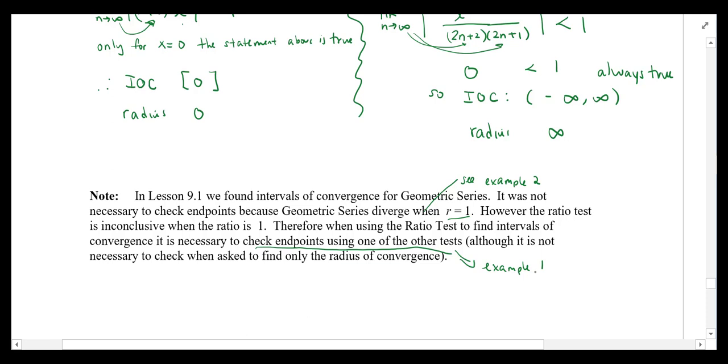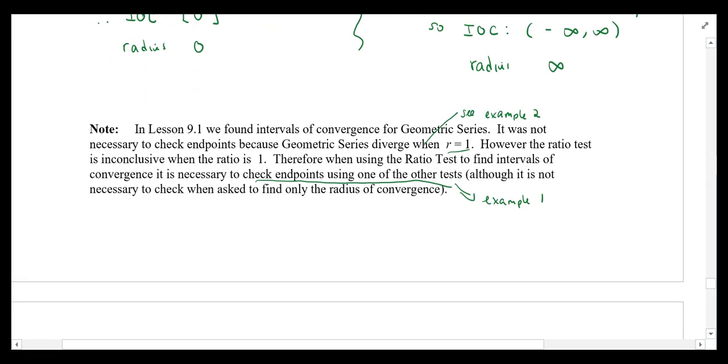Now, if they just ask you for radius of convergence, don't worry, you don't need to test everything else, because you just want to figure out the range or the distance from the center. But if they ask you for the interval of convergence, you definitely need to check whether the endpoints are included or not. All right, that's it.